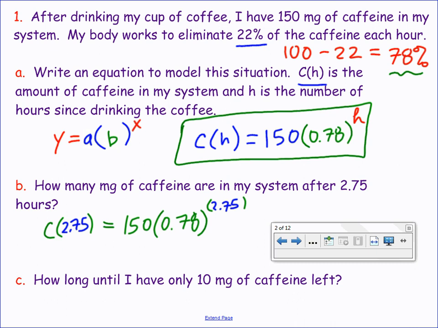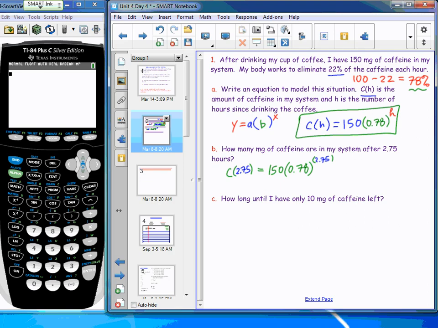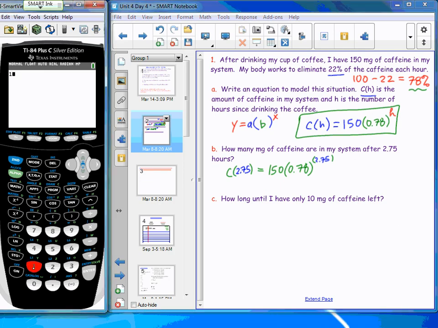So I could do this on my home screen, certainly, and go ahead and enter 150 times base 0.78 to the 2.75. Is that right? Awesome. And so it looks like the calculator says about 75.74 milligrams. Does that seem reasonable?